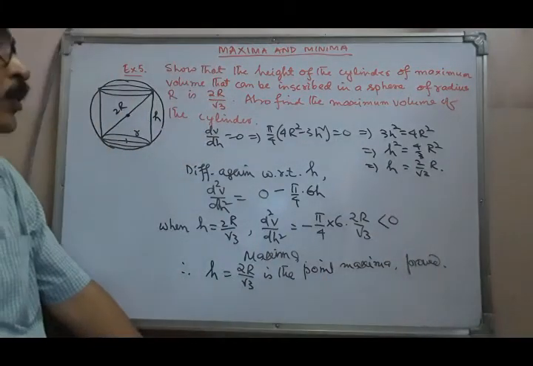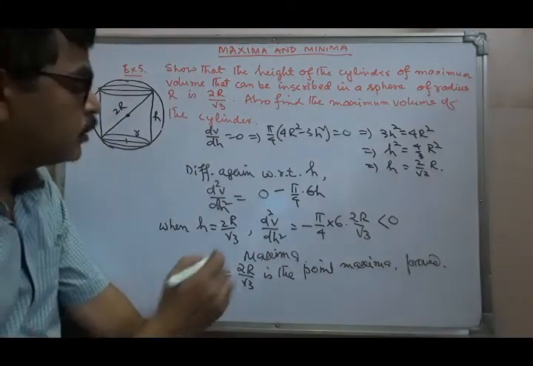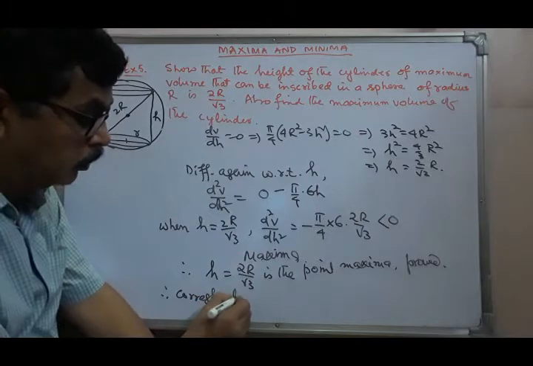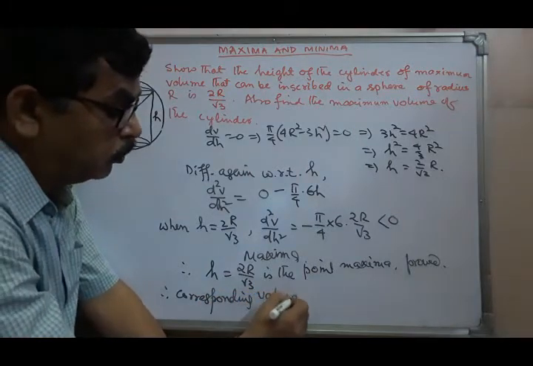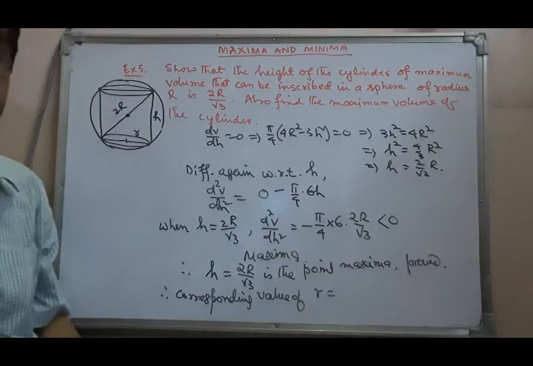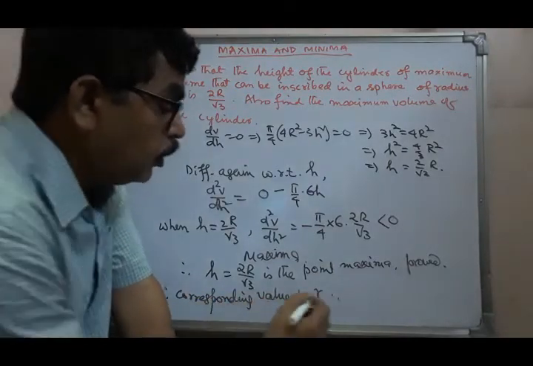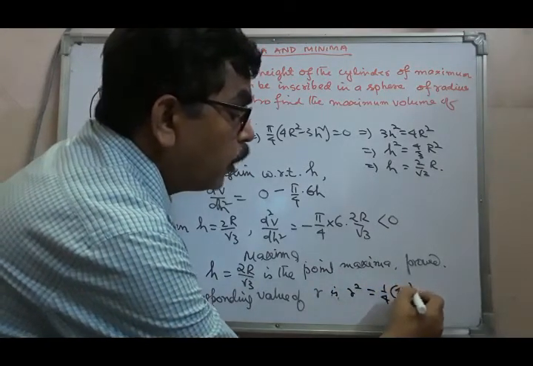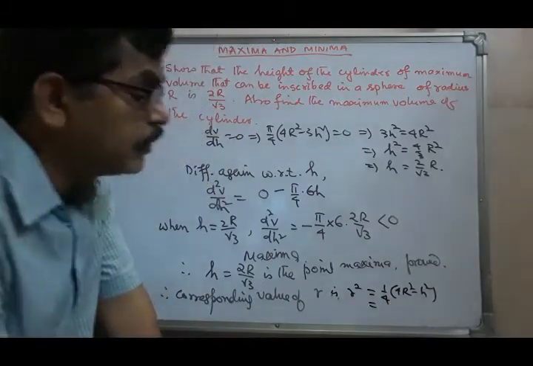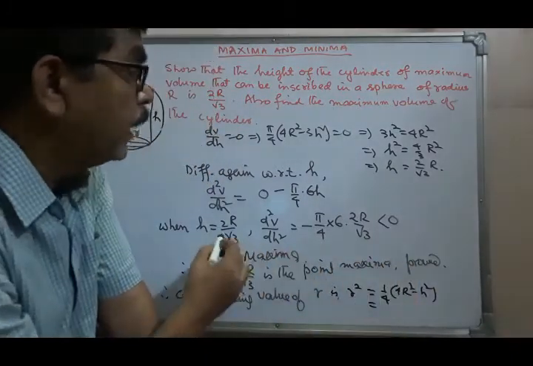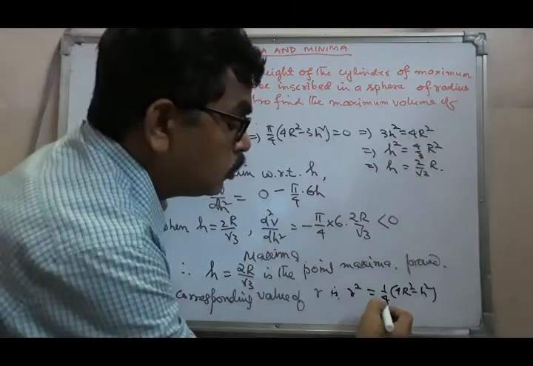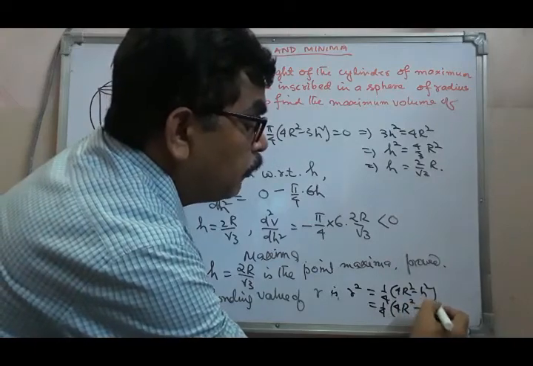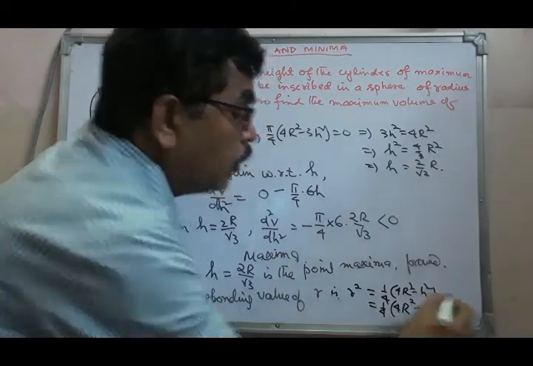Now second part you have to do, that is also find the maximum volume of the cylinder. Therefore corresponding value of small r: r square equal to 1 by 4, 4r square minus h square. So replace the value of h square equal to 4 by 3 r square. So 1 by 4, 4r square minus 4r square by 3. So therefore what we'll get?